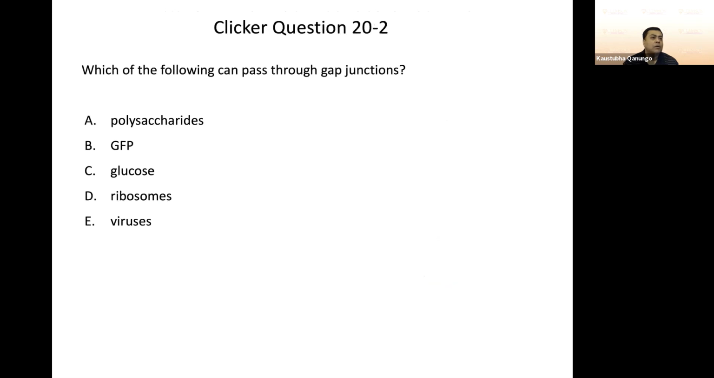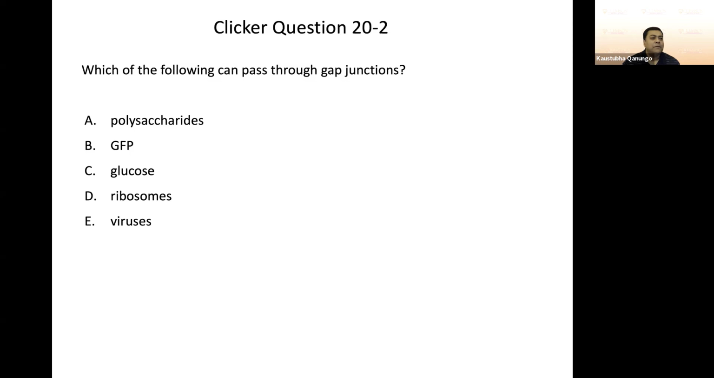All right, so the last quiz question is, which of the following can pass through gap junctions? Polysaccharide, GFP, glucose, ribosome, viruses. All right, stopping it now. Good, everyone? I'm stopping it now.